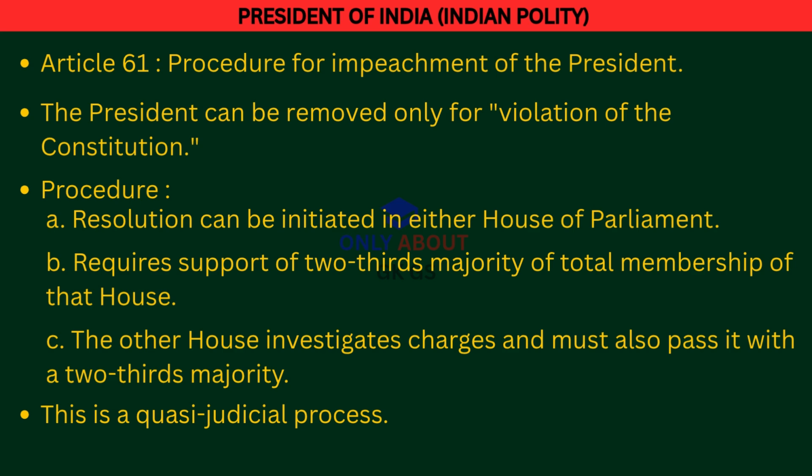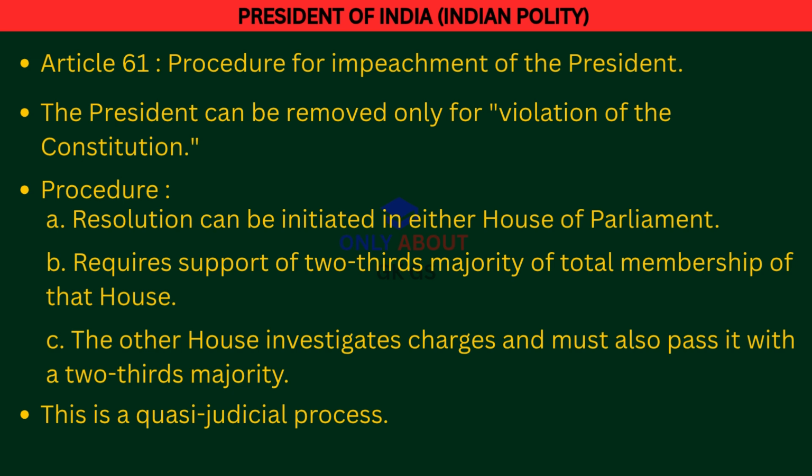Procedure: a resolution can be initiated in either House of Parliament. It requires the support of a two-thirds majority of the total membership of that House. The other House investigates the charge and must also pass it with a two-thirds majority.